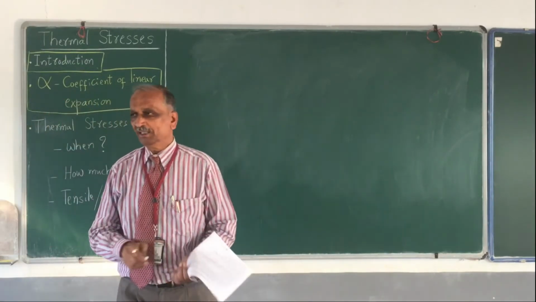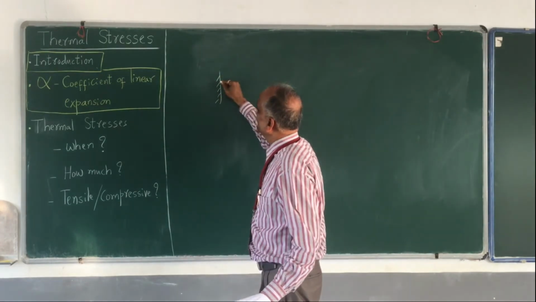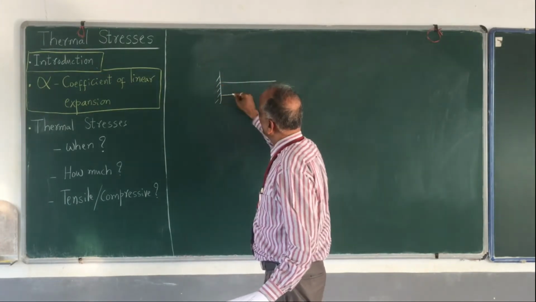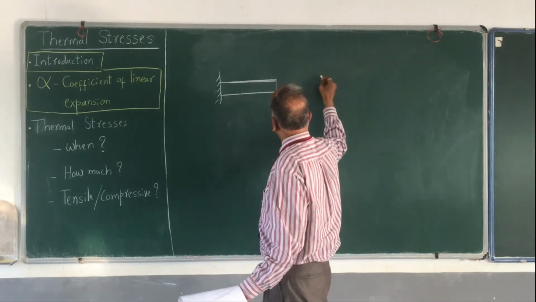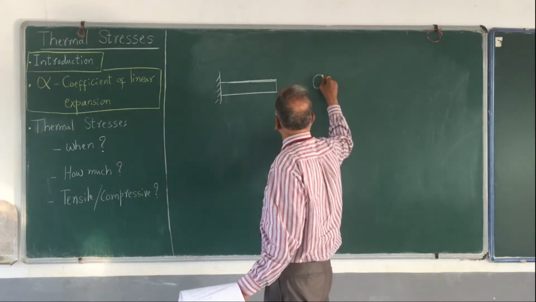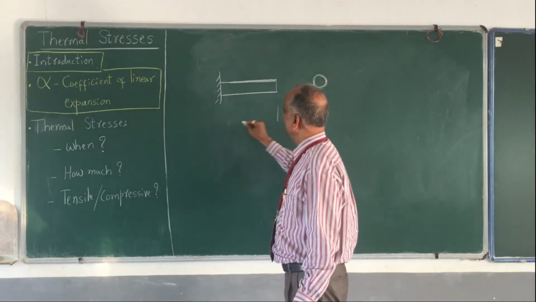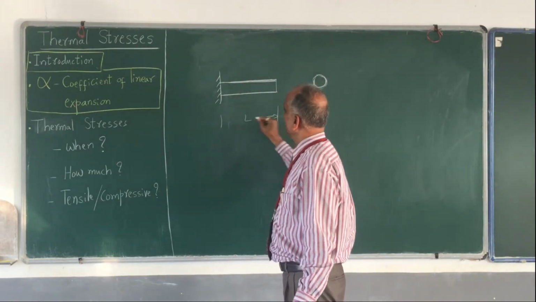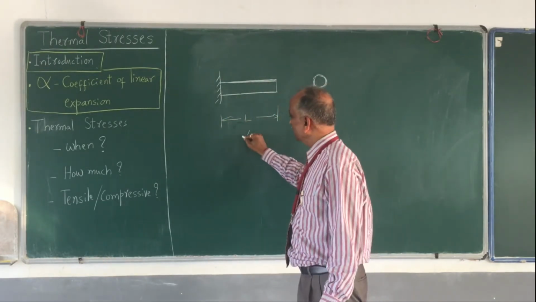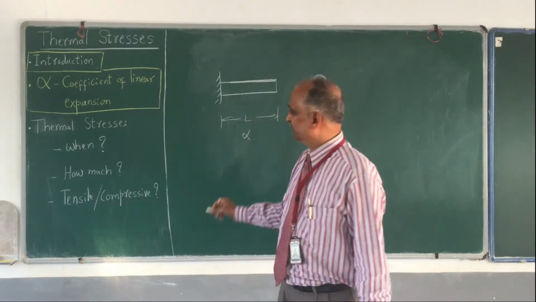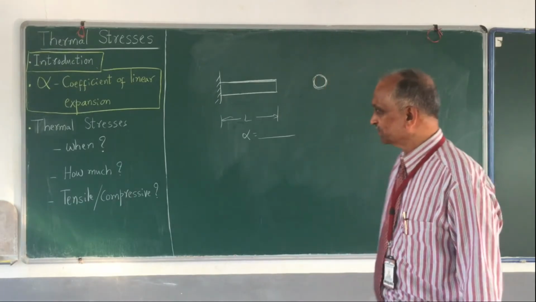Now I shall go on to a similar thing and extend it to what is called thermal stress. Again it is a circular member, with a circular cross section, and its length is, say, L. It is made of a material, whatever it may be, whose alpha is so much. What may be the unit of alpha?